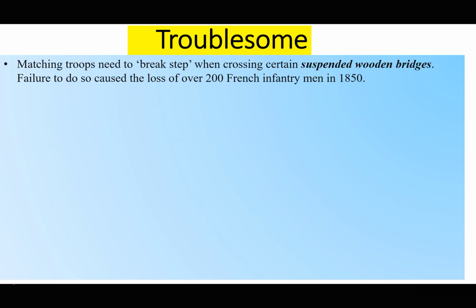Why do marching troops need to break step when crossing certain suspended wooden bridges? Of course, we know that failure to do so caused the loss of over 200 French infantrymen in around, I think, 1850. Because if they don't break step, they are most likely going to cause a driving frequency which matches the natural frequency of the suspended wooden bridge. This would cause resonance, and the bridge would oscillate with the maximum amplitude, leading to a collapse. And that's what happened to the French infantrymen in 1850.